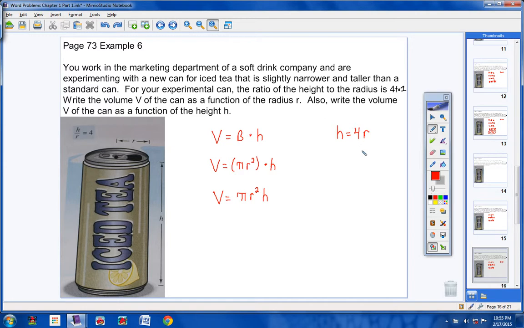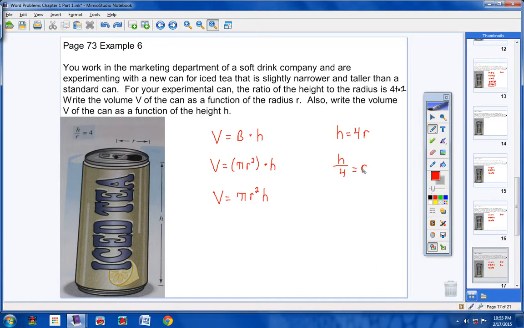H equals 4r. Now, the last time, please listen students, you picked up 4r and put it in for what? H. And that got rid of the what? H. This time, we don't want to get rid of the h. We want to get rid of the what? The r. So somehow we're going to have to get r by itself over here. So, divide both sides by 4. And we get this right here.